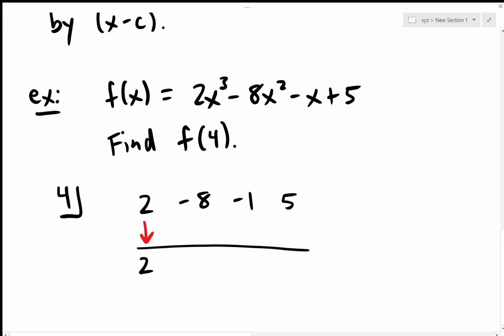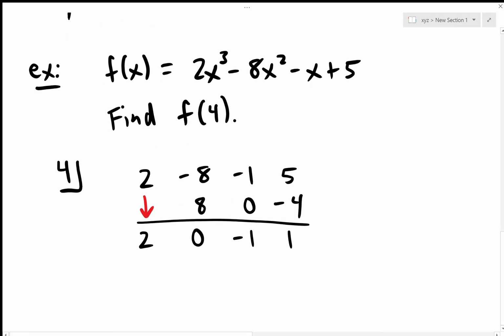So again, bring down the 2 here, multiplying by the 4 we'll get 8, adding these numbers we get 0. So 0 times 4 is still 0. Adding this column gives us -1. -1 times 4 is -4. And finally we're left with a remainder of 1. And so what this is telling us at the end here is that f of 4 is equal to 1. The number that I get as the remainder is the value of the function at this particular x value.